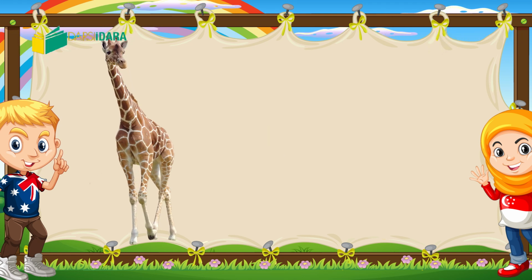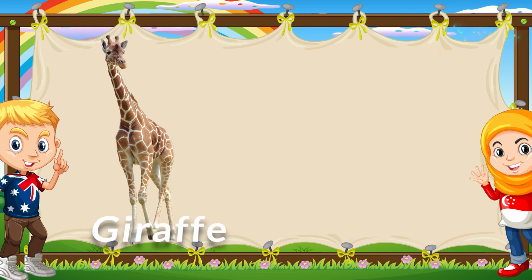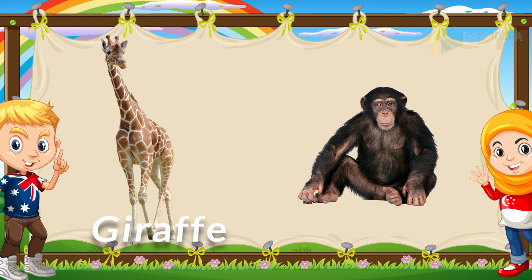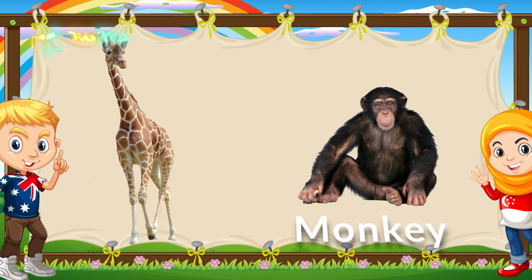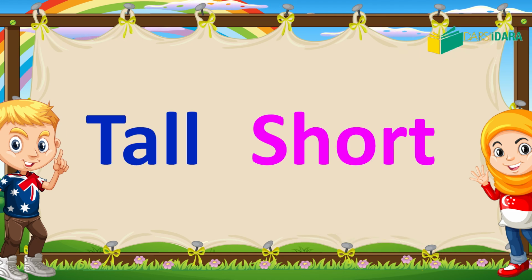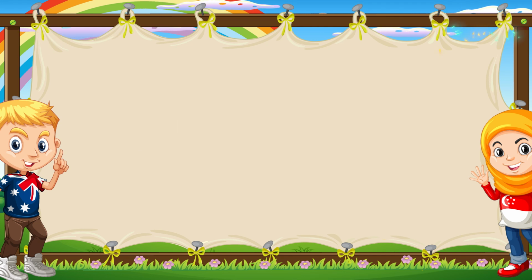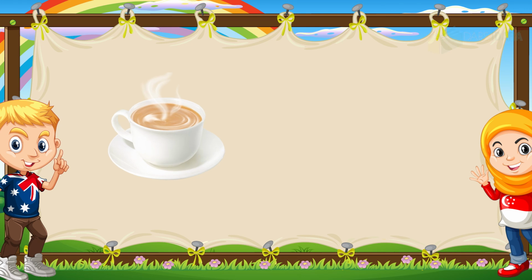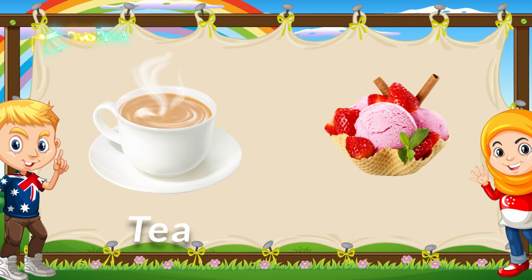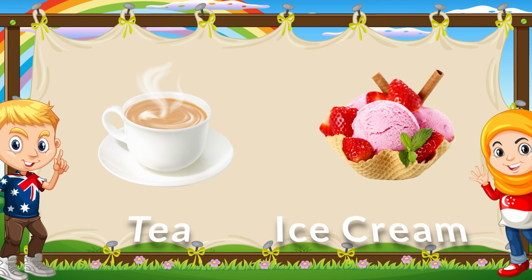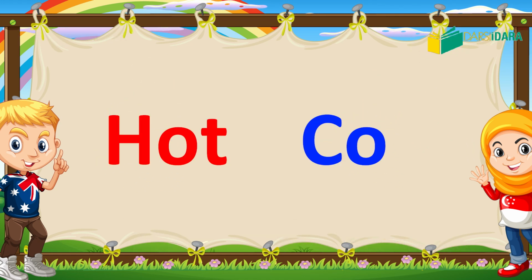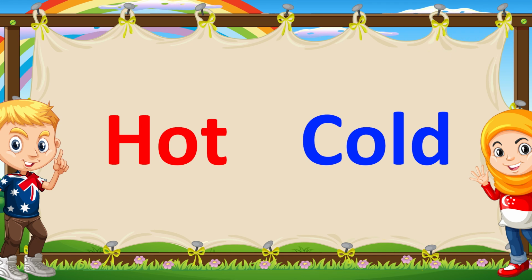Some things are tall, like a giraffe, and some are short, like a monkey. Tall and short are opposite to each other. Tea is hot, but ice cream is cold. Hot and cold are opposite to each other.